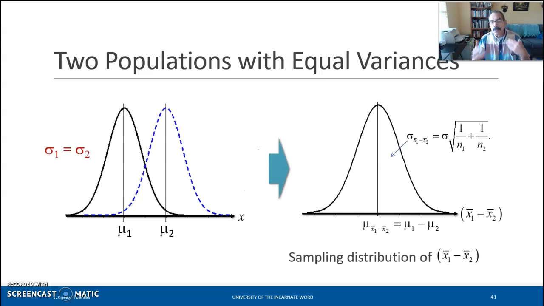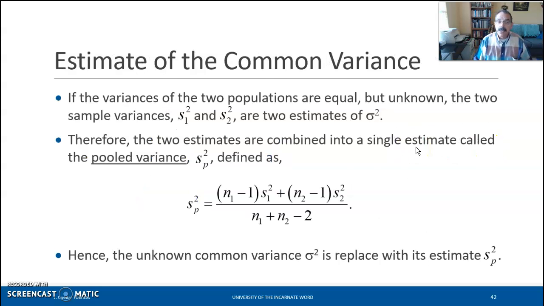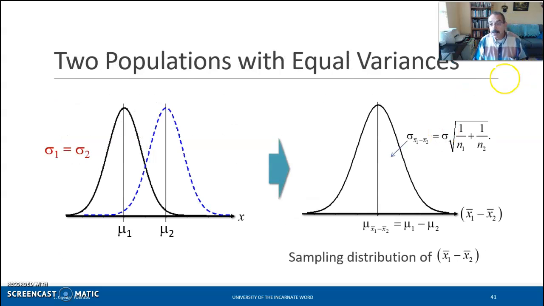So now what we have is two populations that are normally distributed with equal variances, and a single sampling distribution of the difference of the averages. The mean is mu1 minus mu2, and the standard deviation is sigma times the square root of the inverse of the sample sizes. So with that knowledge, we say, well, this common variance, sigma, is not known. So what do we do?